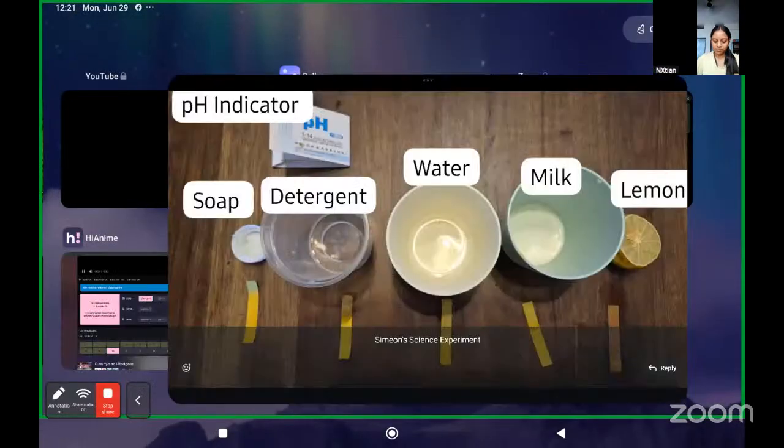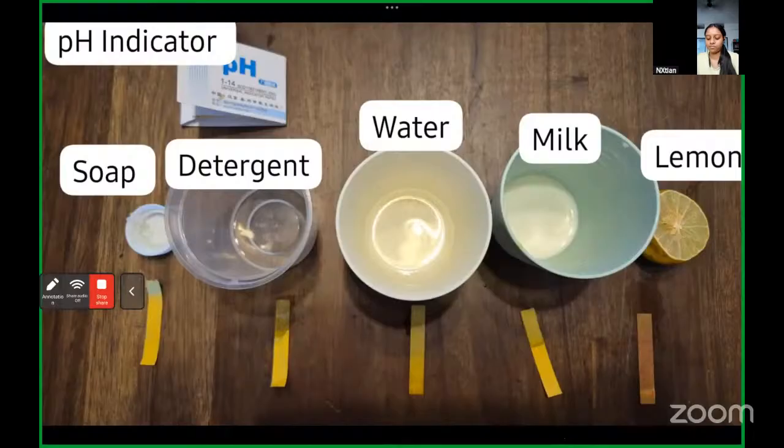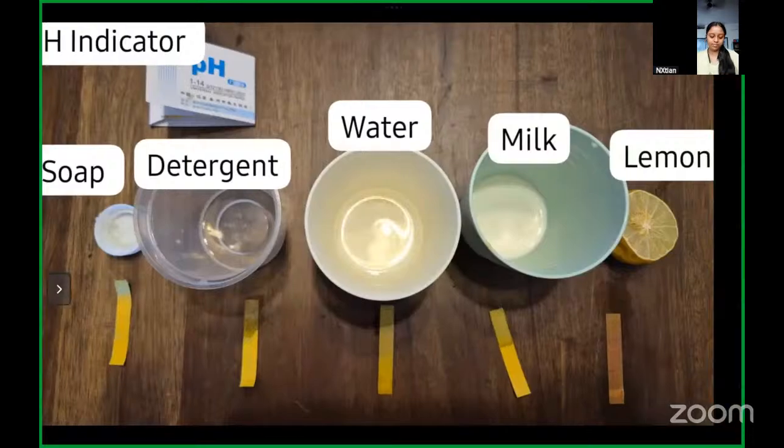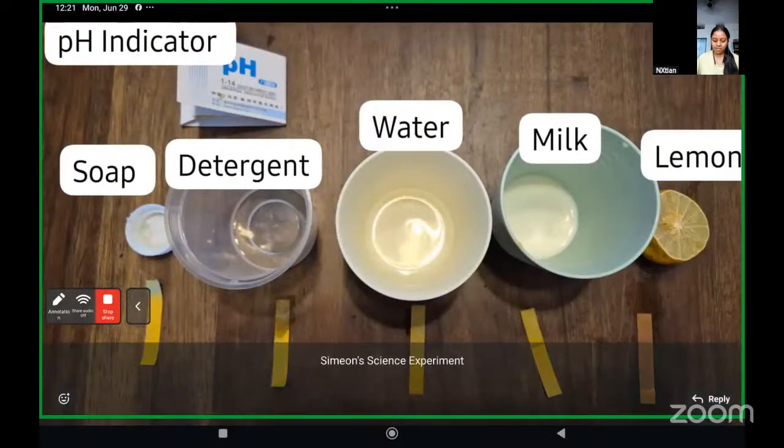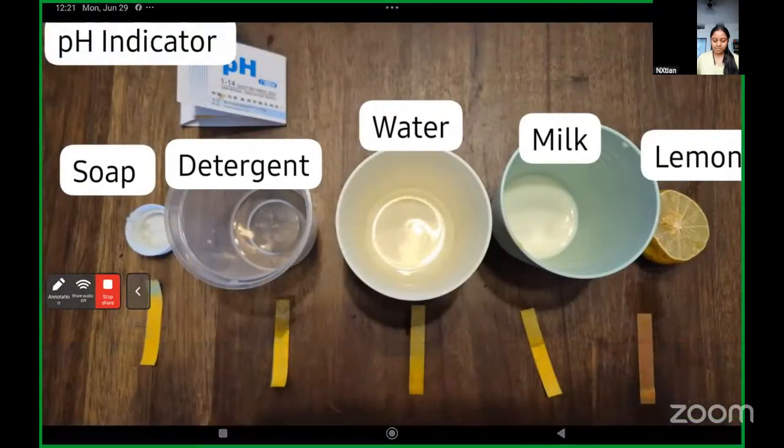Okay, I found the photos from the previous year. Check this out. This is this and this. This is what we did in the previous year. We used water, milk, detergent powder, and lemon to check out the pH.